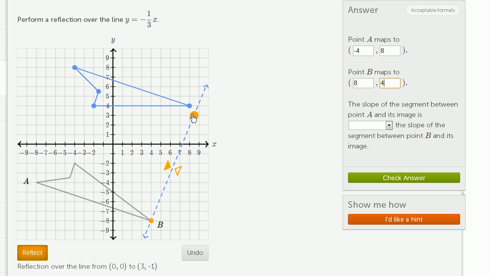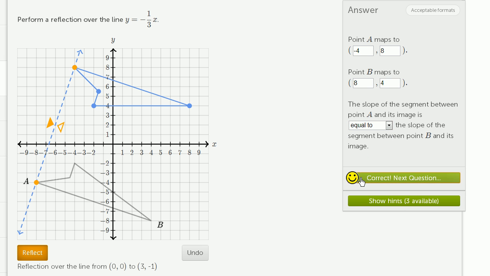And that makes sense because they're both going to be perpendicular to what we were reflecting around. They're both going to be perpendicular to y is equal to negative 1/3 x. So they're going to have a negative reciprocal of negative 1/3 slope, which is positive 3. And you see this has a slope of positive 3, and that this right over here has a slope of positive 3. Every time you increase 1 in the x direction, you increase y by 3 units. So the slope is equal to, and we check our answer and we got it right.